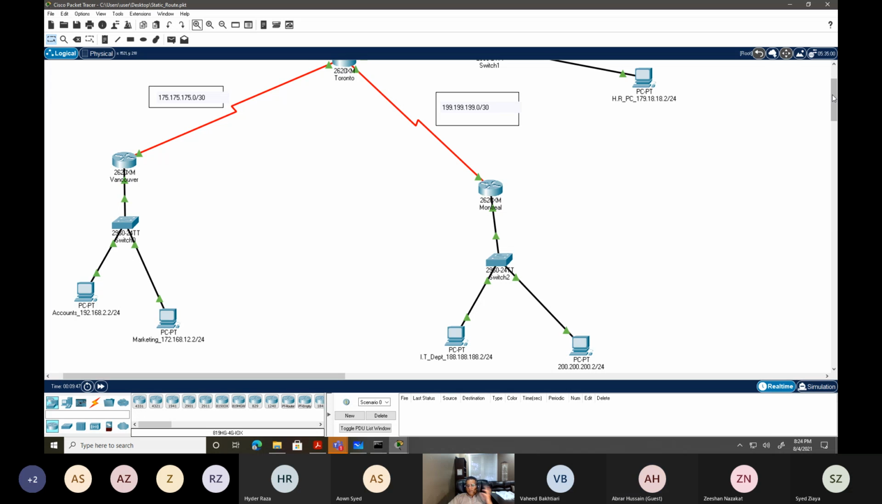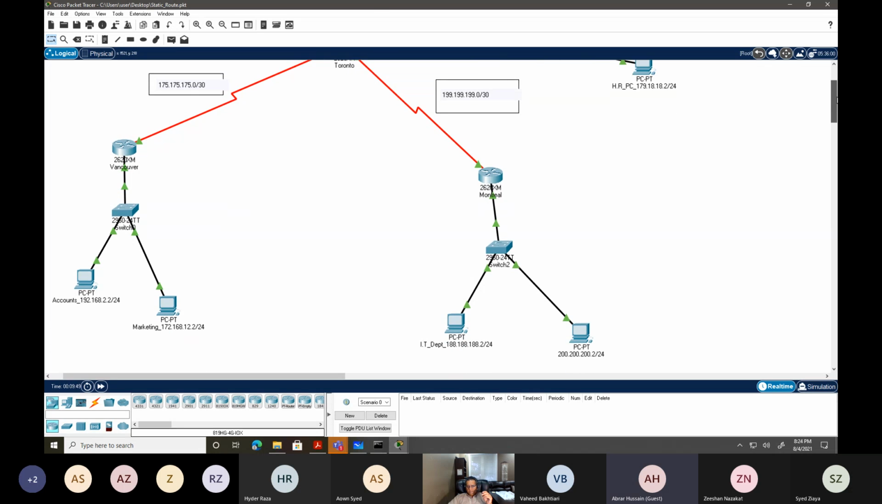See that? So how many static routes do I need from Toronto? Four. Four of those, so two for each. Exactly. Two for each.